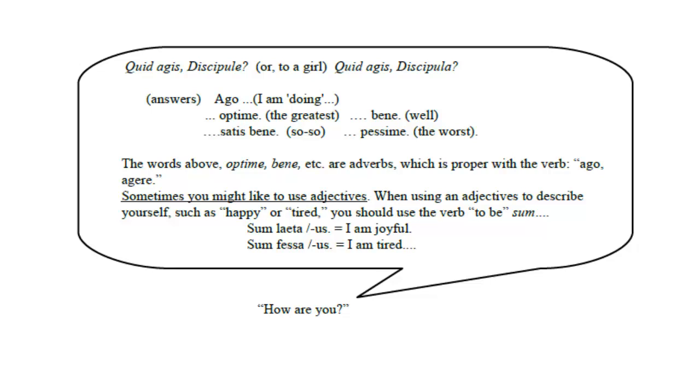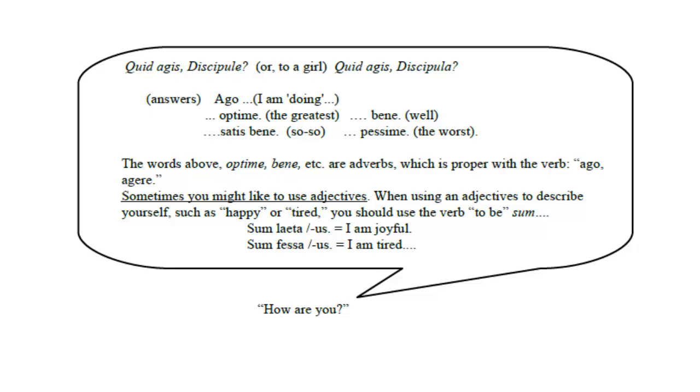If you just want to say you're so-so, you say ago satis bene. And you don't always have to repeat the verb ago. In this case, when you answer, you can just say pessime, the worst, if you're really doing poorly. But hopefully you'll always be saying optime.